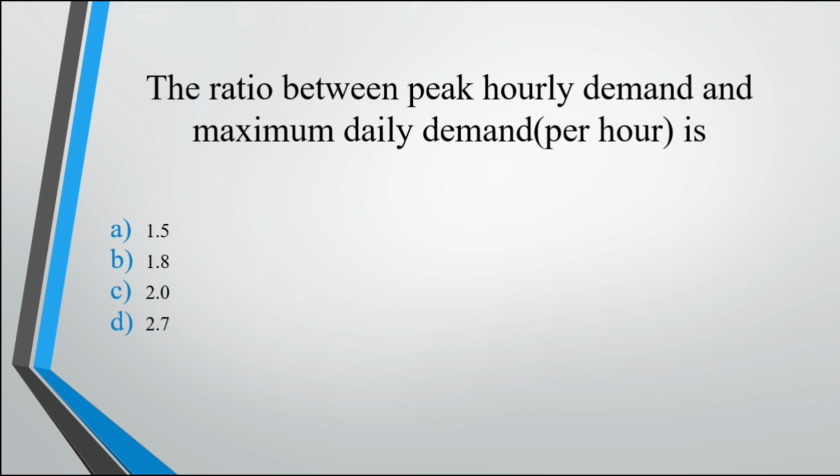Next question, the ratio between peak hourly demand and maximum daily demand per hour is option A, 1.5, option B, 1.8, option C, 2, and option D, 2.7. So the correct answer is option A, 1.5.